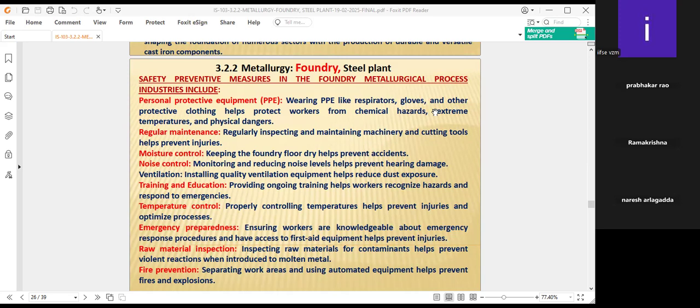Other protective clothing means the organizations having years of exposure to the foundry process. Taking the experts of the industry, the foundry process people and organization people, they have to select the best PPE and protective clothing to suit the various processes we discussed earlier. That depends on their experience, apart from the physical dangers and all.